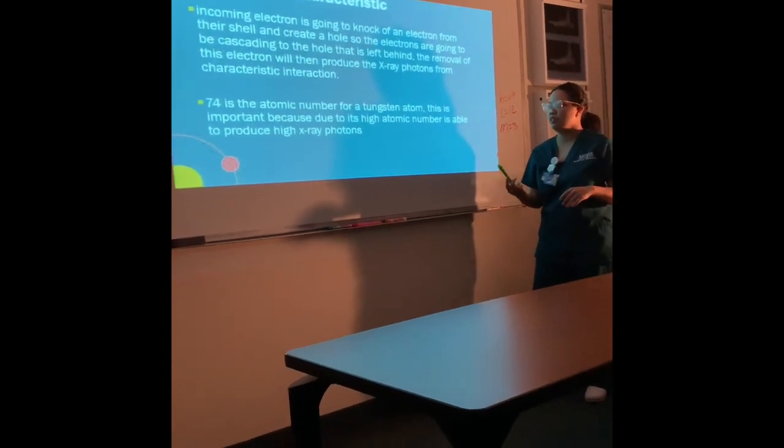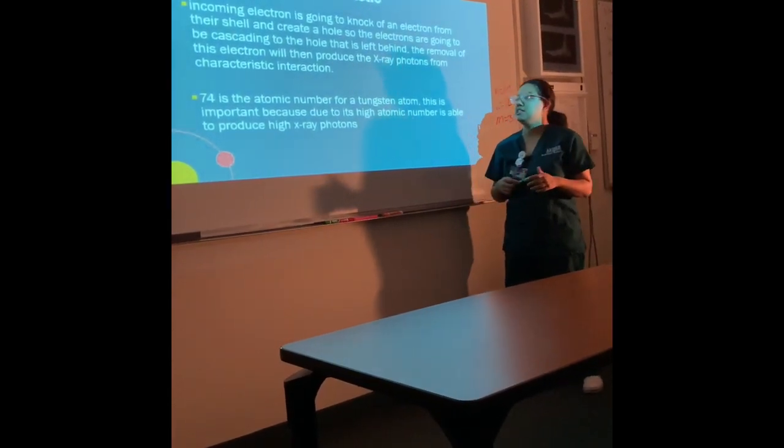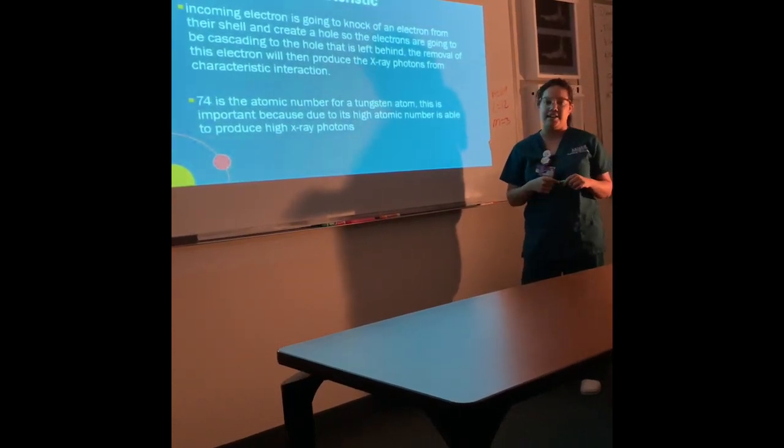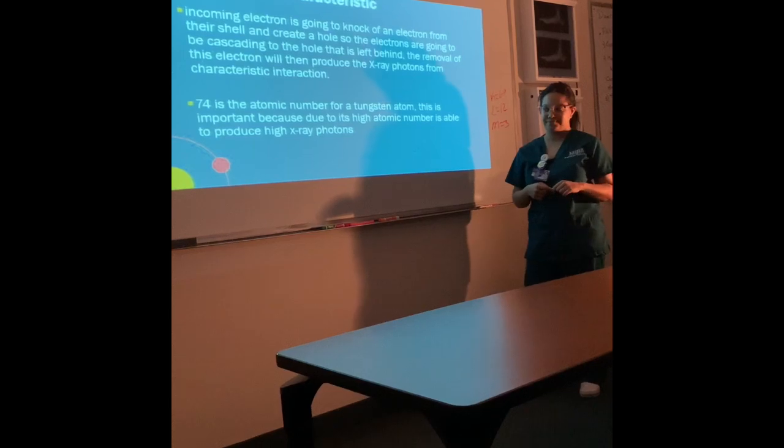74 is the atomic number for a tungsten atom. This is important because, due to its high atomic number, it is able to produce high energy X-ray photons.